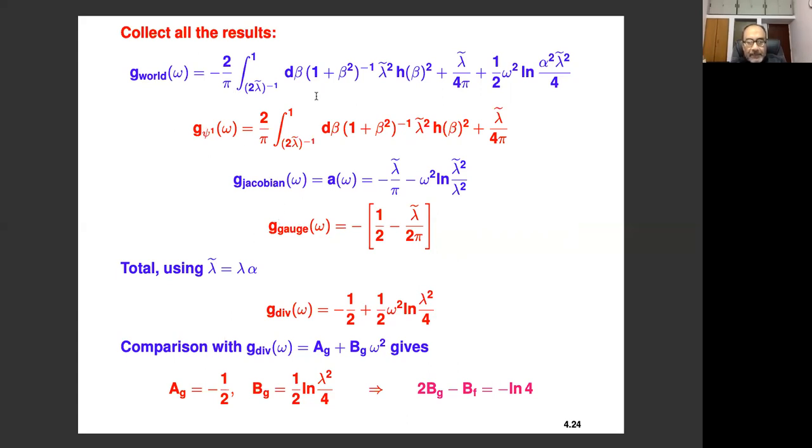You see that each of these depends on the various parameters of string field theory in a non-trivial way. But once you add them up, you get a nice simple answer. This still depends on one of the parameters, lambda. So if you compare this with the general parameters that we had given, AG plus BG times omega square, we see that AG comes out to be minus half and BG comes out to be half log lambda square by 4.